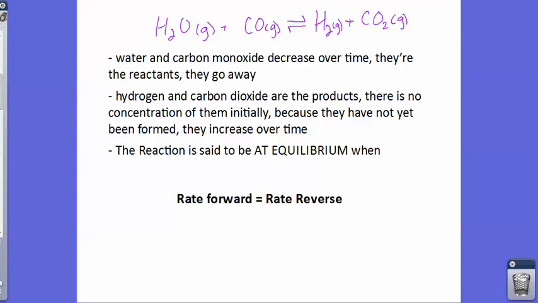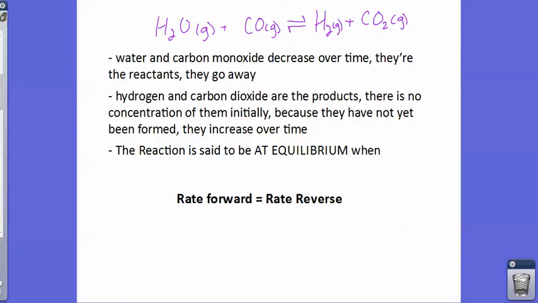So these statements are referring to the reaction above. I rewrote it here so we could talk about it. So we have water and carbon monoxide. They're going to decrease over time because they're reactants, so they're going to go away. Hydrogen and carbon dioxide, the products, there's no concentration initially, but over time they're going to be formed. So we're always going to have the forward reaction, and we're always going to have the reverse reaction. When their rates are equal to each other, that's when we're at equilibrium.